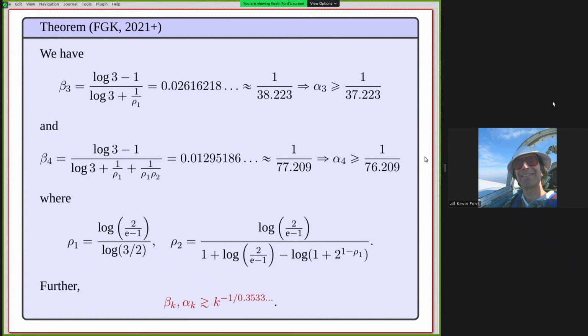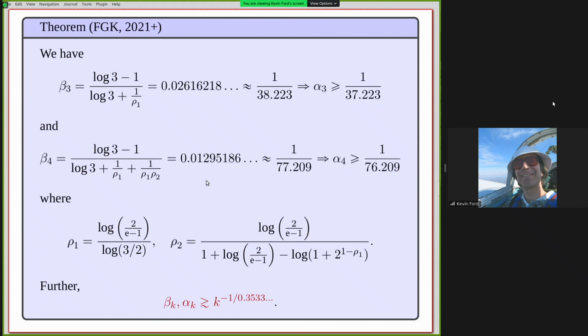Some of the work that we did, as a consequence, did not appear in the long paper that we put on the arXiv. This is going to be future work. We have, in particular, exact values of beta 3 and beta 4, which are given by these expressions. Now there's a rho 1 and rho 2 appearing, which are given by these exact formulas here. Again, the log 3 is not mysterious, but this log 2 over e minus 1, that's a little harder to explain where that comes from.